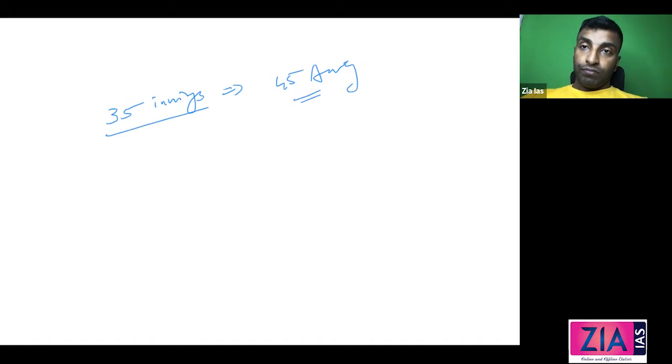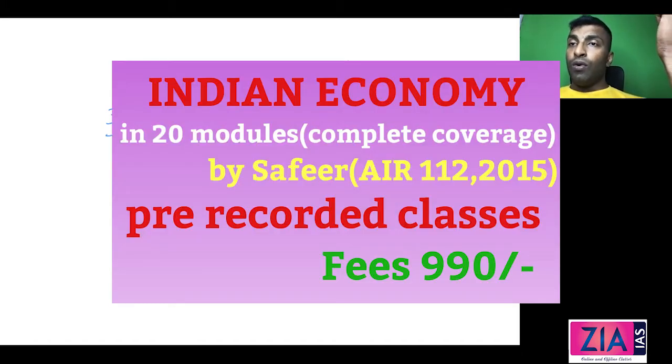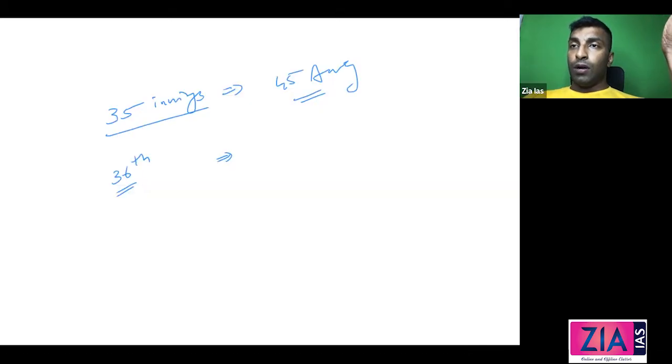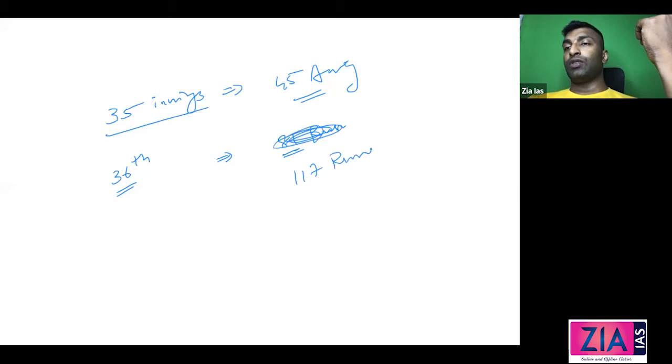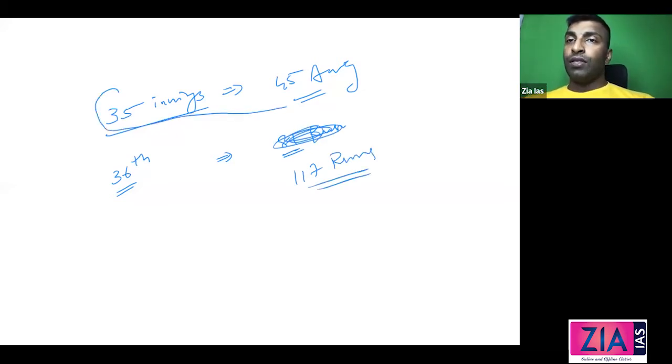In the 36th, what he did is, he scored 81 runs. Okay, 81, or let's say 117 runs. Take it as 117. He got a century and he scored 117 runs. So what I'm saying is, this is one scenario. 35 innings, his average is 45.